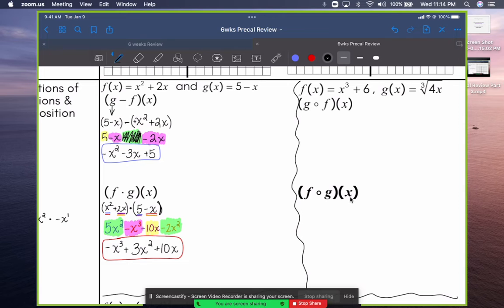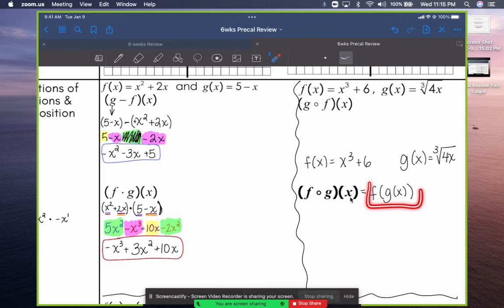So here's what I'm going to do. I'm going to rewrite each of the functions so that way you can see the movement between the two functions. So I have f of x is equal to x cubed plus 6, and I have g of x is equal to the cube root of 4x. Here, this f of g of x is going to be written like this, which means that we are plugging the g of x function into the f function.